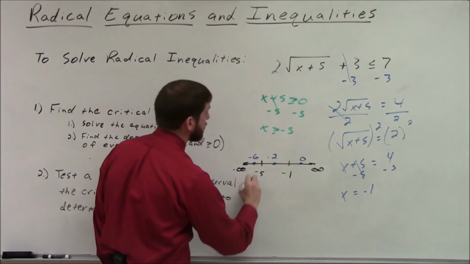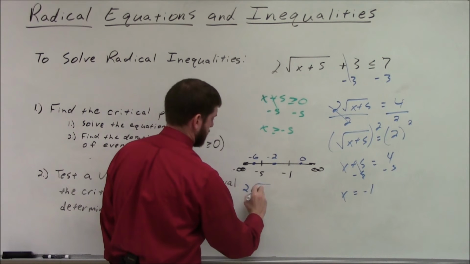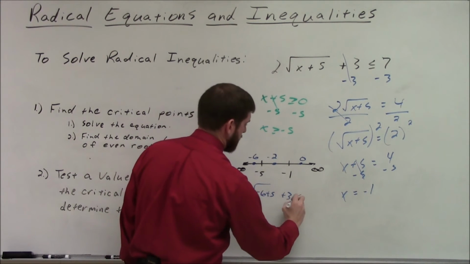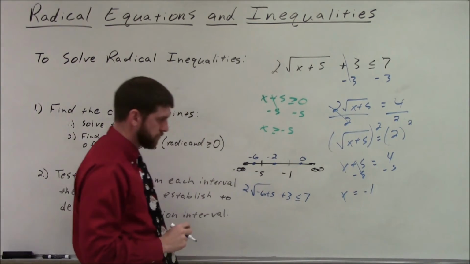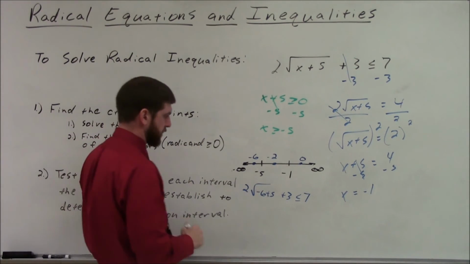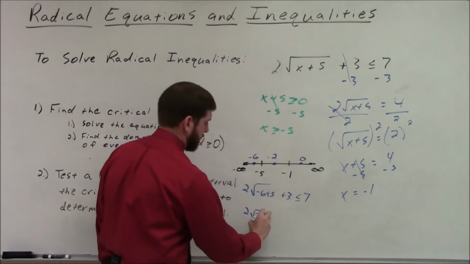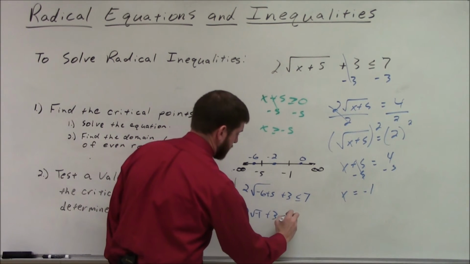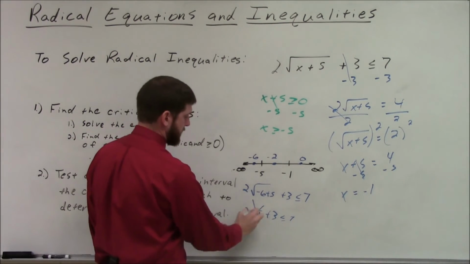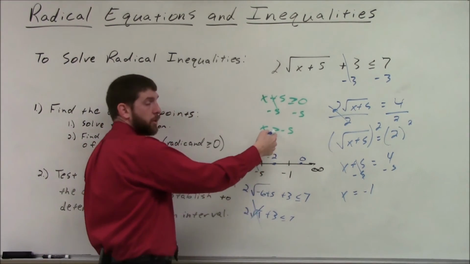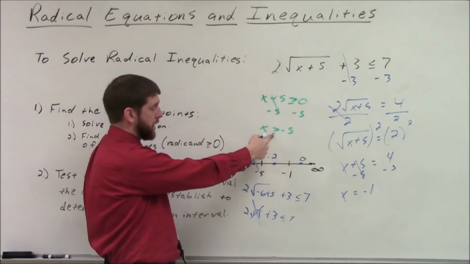We have 2 times the square root of -6 plus 5, plus 3. And we want to know, is that less than or equal to 7? That's all we want to know. Is that less than or equal to 7? Well, -6 plus 5 is -1. And none of the rest of it even matters because the square root of -1 is imaginary, so we know that that one can't work.